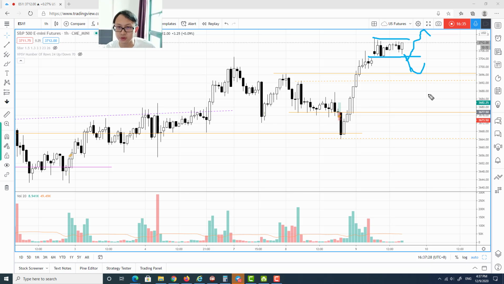So my trading plan for the session later is probably to wait for a test of the support area. Right now it's somewhere around 3705 to about 3695. So that's the support area. Okay, so if it can go up from there, then definitely I think there's a high chance to go to a higher price.